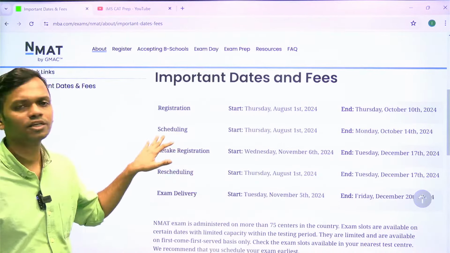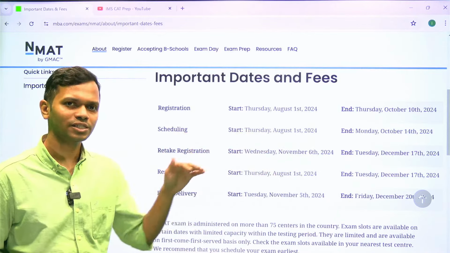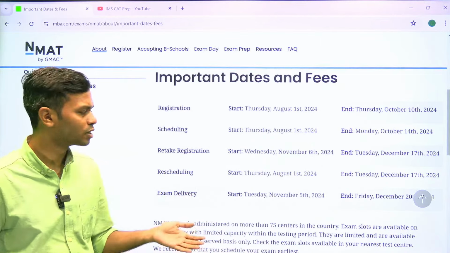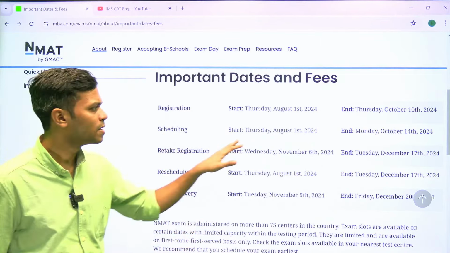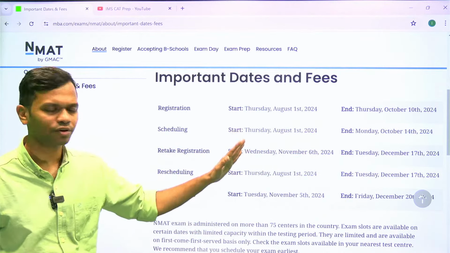Now the second thing is scheduling. What is scheduling? Scheduling is deciding when you want to take the NMAT, on what particular date you want to appear for the test. That is going to start from 1st August, which means that if I fill my form on, let's say, 2nd or 3rd August, on the same day I'll also be able to decide when I want to take the test and I can book my slot. That is what scheduling is. That is going to continue till 14th October. So again, you have a lot of time.